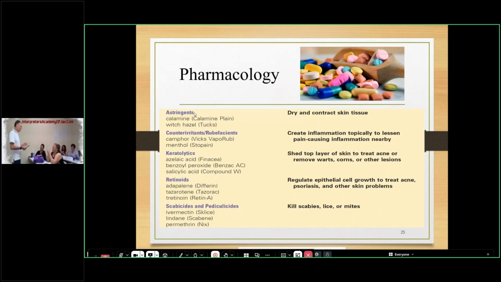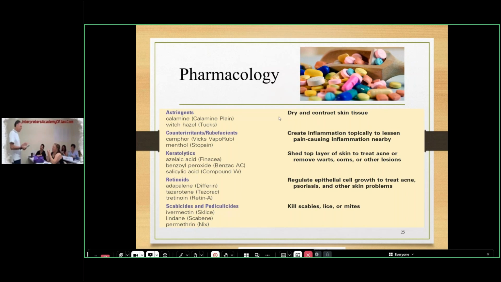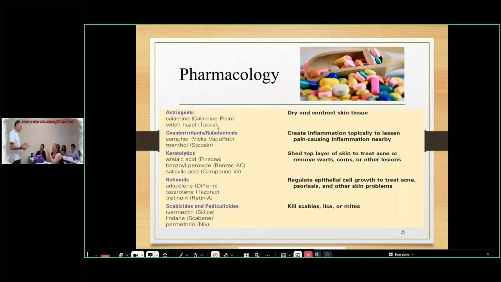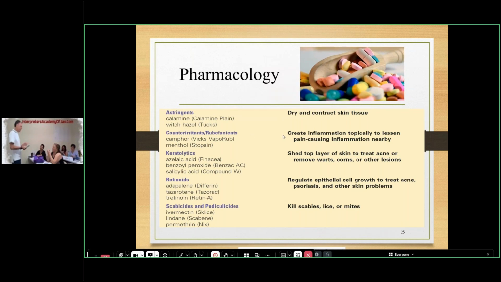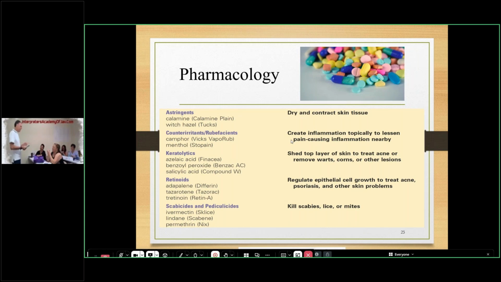Astringents dry and contract skin tissue. Example, calamine, Calamine plain, and witch hazel, Tucks. Counter-irritants, rubefacients, create inflammation topically to lessen pain-causing inflammation nearby. Example, camphor, Vicks VapoRub, and menthol, Stopain.